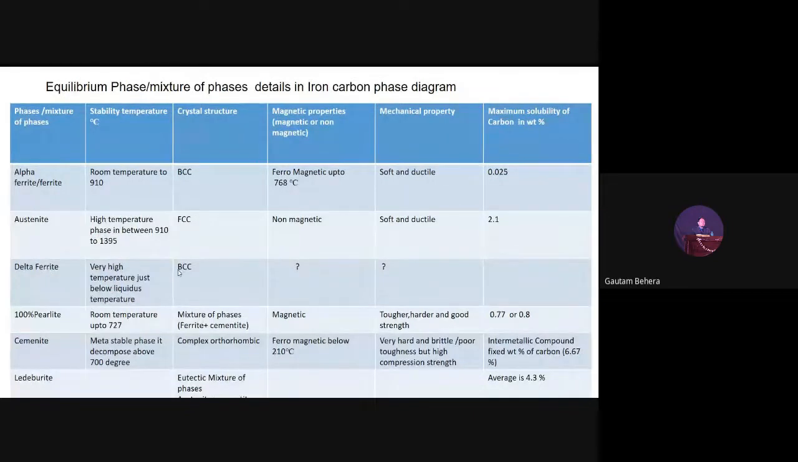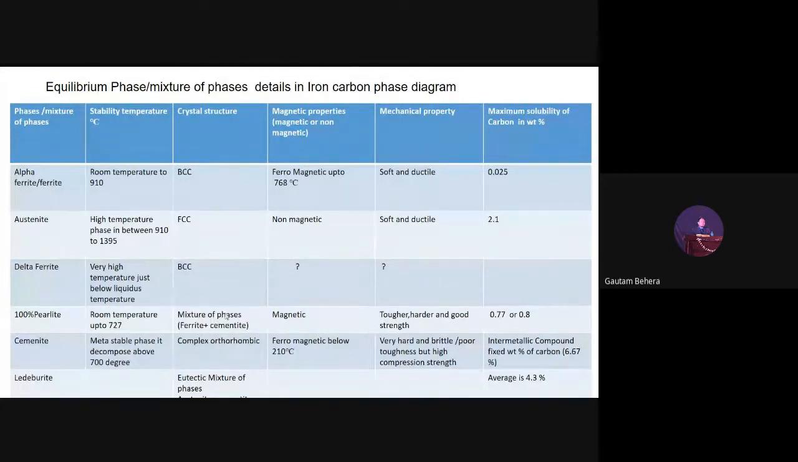It is again BCC, but the mechanical properties are different. We can call it somewhat ductile at high temperature. At room temperature, it may have some other properties, but basically, at high temperature, it is ductile. Then 100% pearlite. 100% pearlite is tougher, harder, and has good strength, but it is magnetic, right?